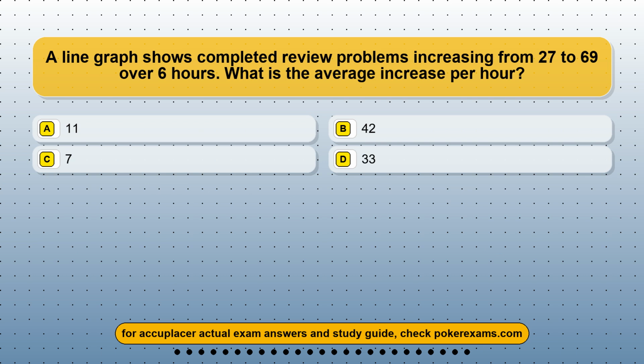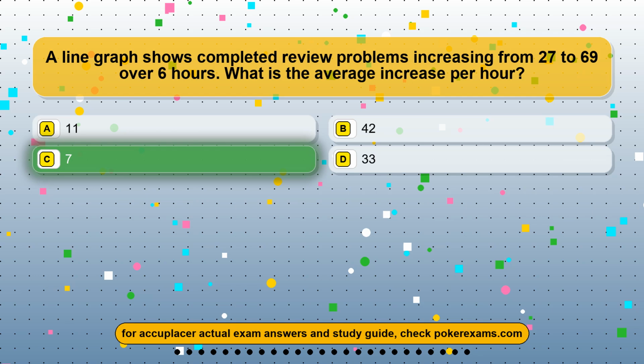Question 7. A line graph shows completed review problems increasing from 27 to 69 over 6 hours. What is the average increase per hour? Option A, 11. Option B, 42. Option C, 7. Option D, 33.